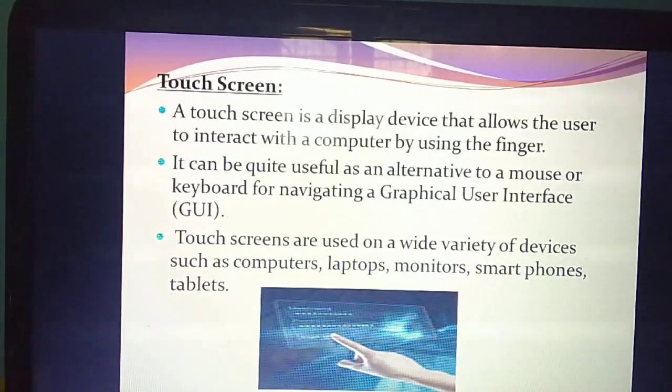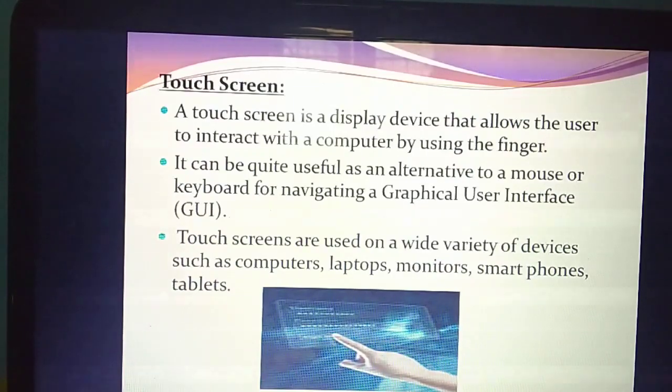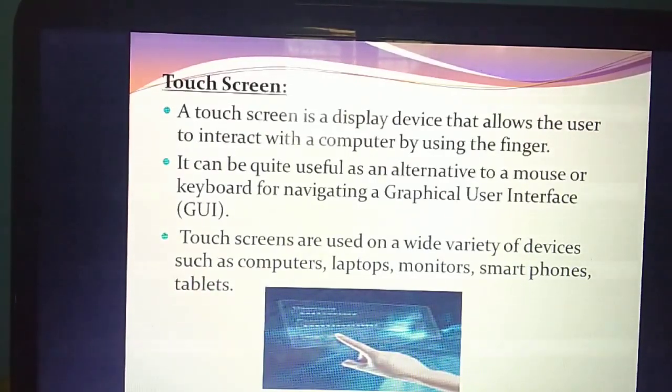What's the use of this touch screen? It will allow you to interact with a computer or mobile phone or tablet. Using which part do you use this touch screen? Your finger. So this is one of the alternate ways to use mouse or keyboard. Instead of using mouse or keyboard, you can use this touch screen. For that only they are giving a graphical user interface. That means nothing but interacting. So how do you interact with the systems? Using keyboard and mouse. Without this keyboard and mouse, you can interact with the system using this touch screen. Understand? Yes.